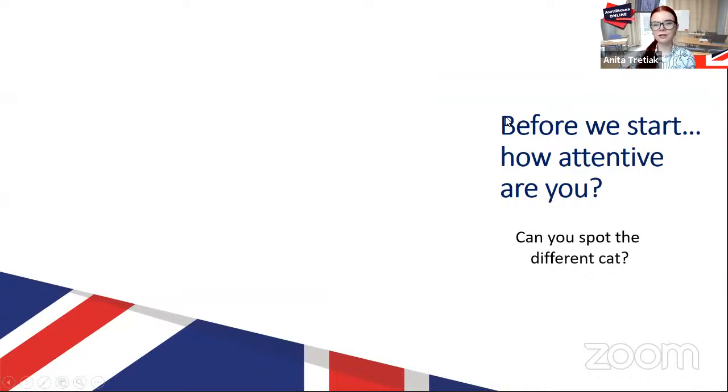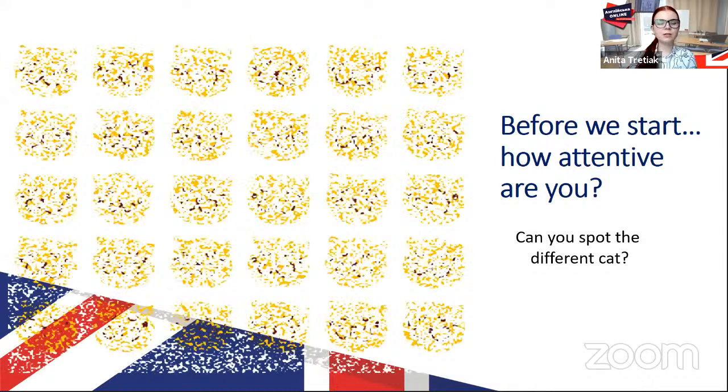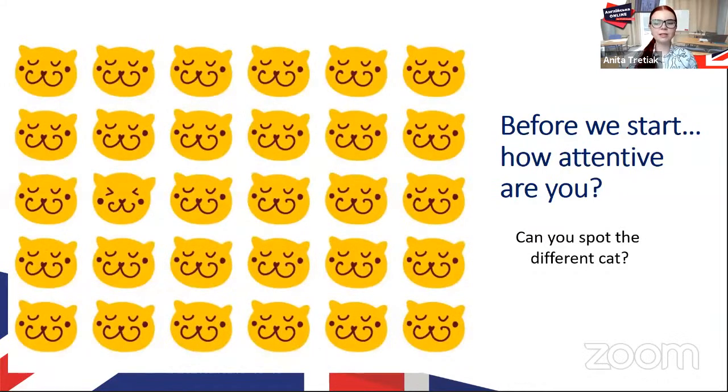Before we start, let me check how attentive you are. You need to look at the picture and spot the different cats. So every cat has a number. Let it be 1, 2, 3, 4, 5, and so on. And you need to send the number of the cat that is the different cat. Its face is different. So where is the different cat? Write this in the chat.